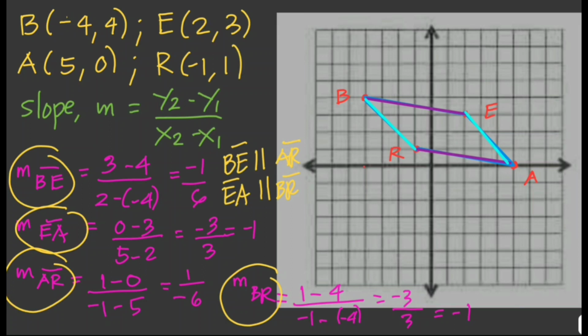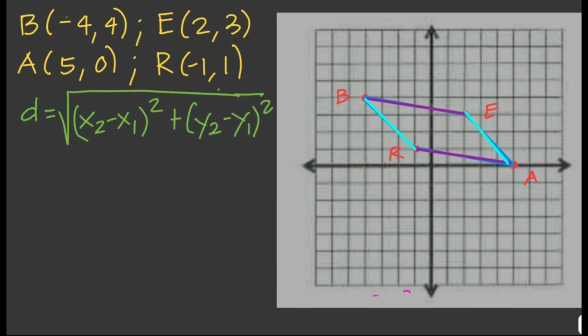Now we know that the two pairs of opposite sides are parallel. We now need to determine which ones are equal. So we need to solve the distance from one point to another point to determine whether the sides are equal, using the distance formula. Alright, now let's solve for the distance between two points to determine whether the sides are equal. So let's start with the distance from B to E.